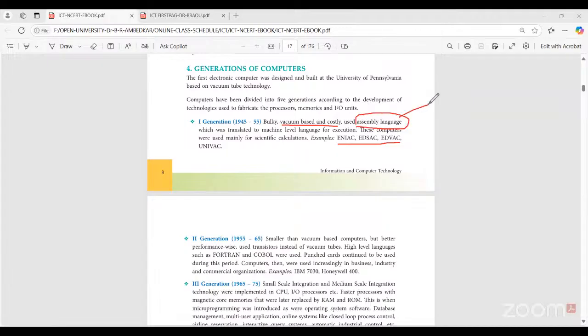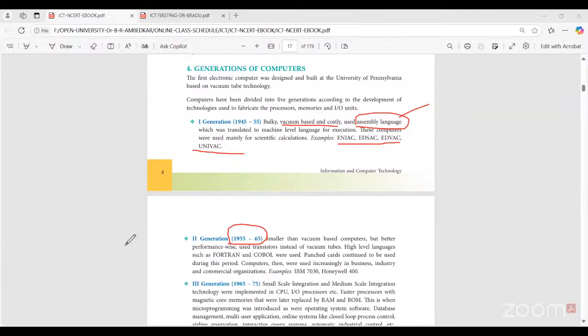One kind of the programming language it is. Examples for the first generation computers are ENIAC, EDVAC, and UNIVAC. These are the first generation computers. The second generation computers started in the years 1955 to 65. This is the year range.